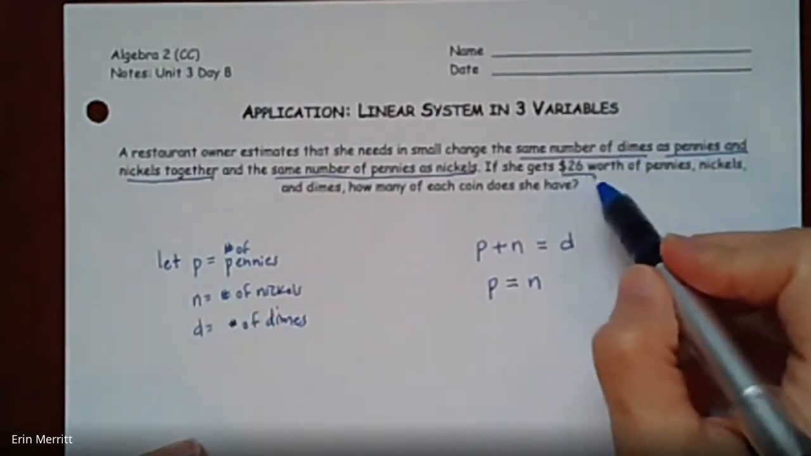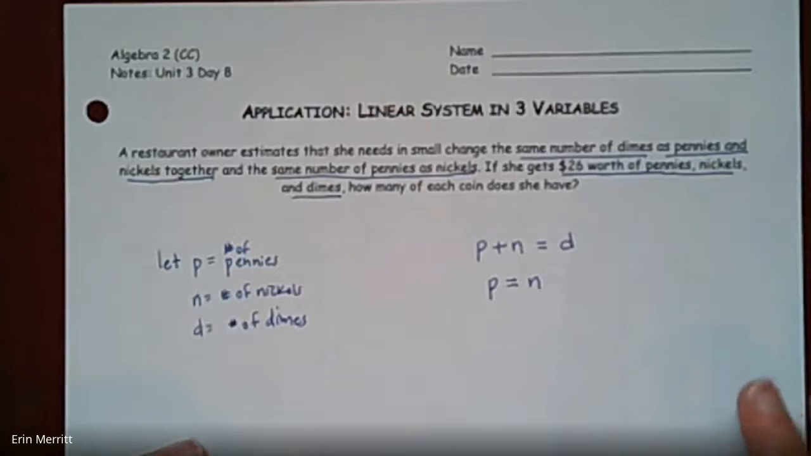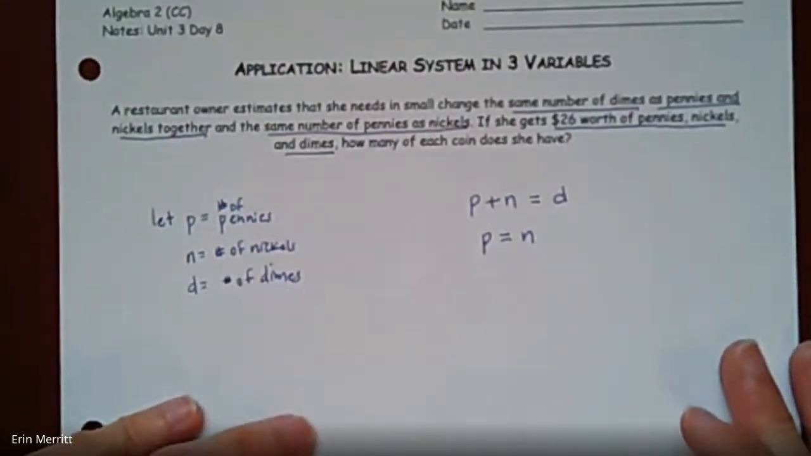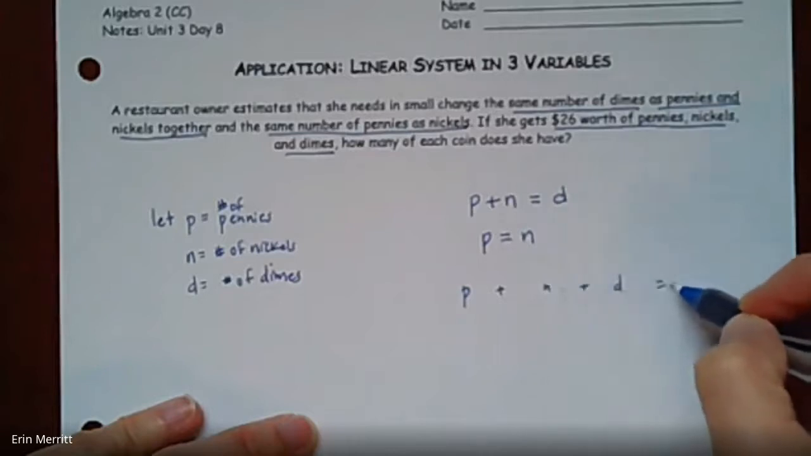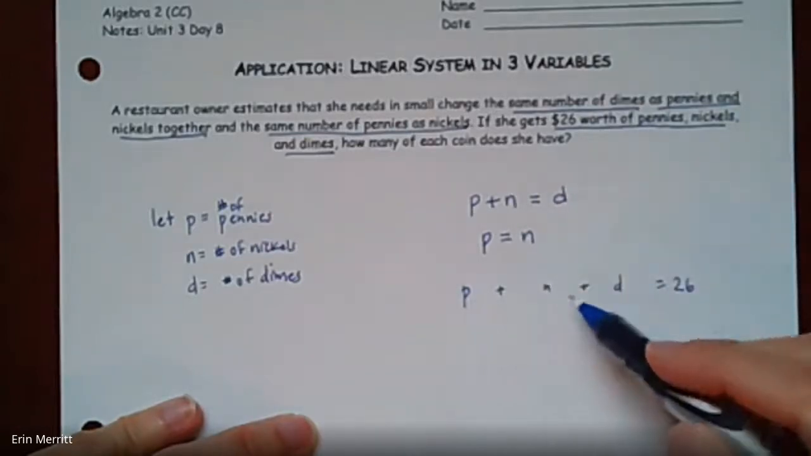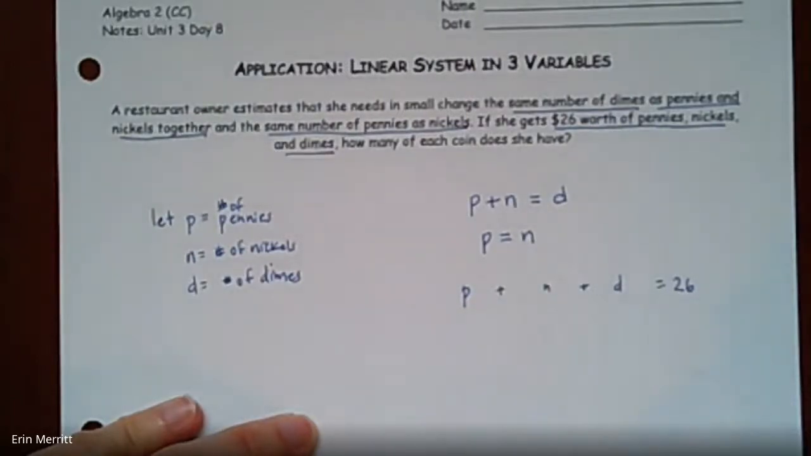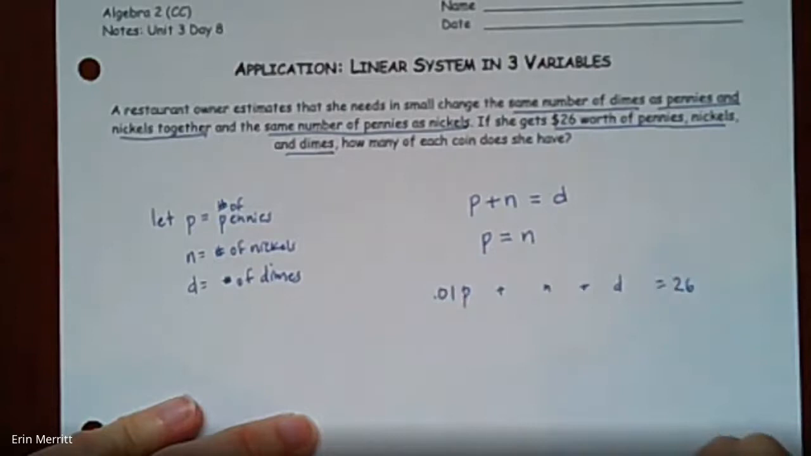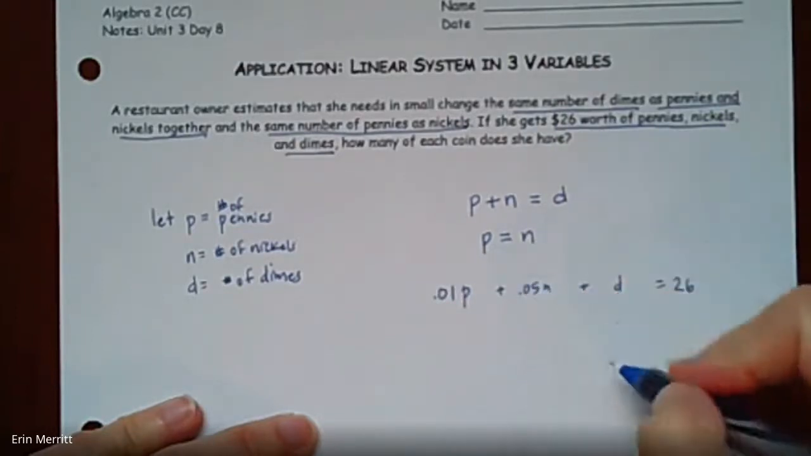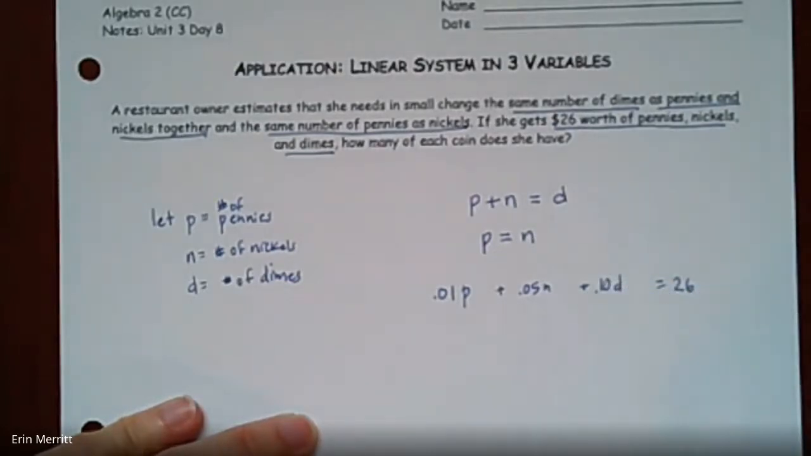If she gets $26 worth of pennies, nickels, and dimes together, how much of each coin would she have? So in this case, what you have to think of is not how many she has, but how much it's worth. So I can't just say pennies plus nickels plus dimes equals 26, because that's implying that there's 26 coins. I want the worth of the coins to be 26. So in that case, you have to multiply it by how much each coin is worth. Every penny is worth 0.01 of a dollar, every nickel 0.05, and then every dime 0.10. So that's going to become our third equation here.